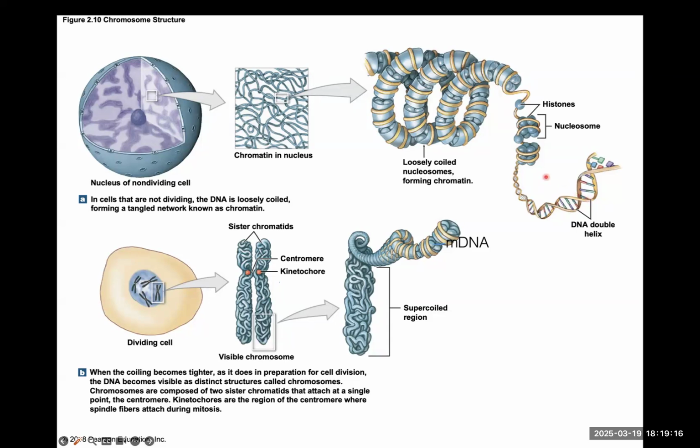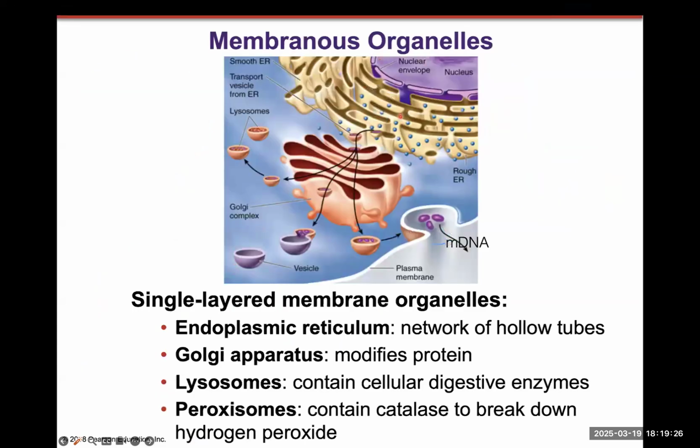You have this little dark ball, and that's called the nucleolus. Connected to the nucleolus, we have all these folds. So here, that's the nucleus. You have the nuclear envelope around it, and you have these folds that are connected to it. And these are called endoplasmic reticulum. So we have the endoplasmic reticulum, a network of hollow tubes.